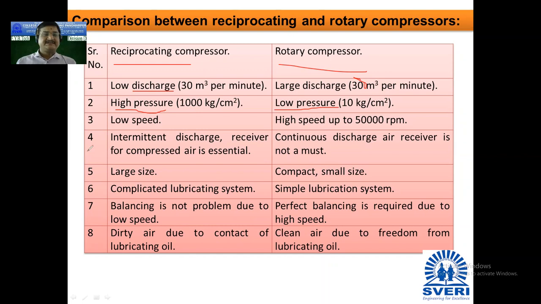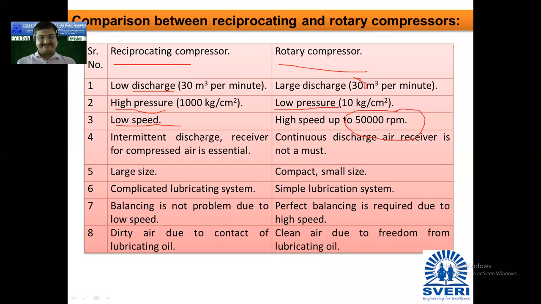ओके, देन स्पीड. As far as speed is going to be concerned, the piston and cylinder arrangement is there in a reciprocating compressor, that's why it has very low speed. Tacha speed kasa ahe, atyant kami ahe. And rotary compressor it has speed around 50,000 rpm. Rotary compressor cha speed kiti ahe? 50,000 rpm cha ahe.